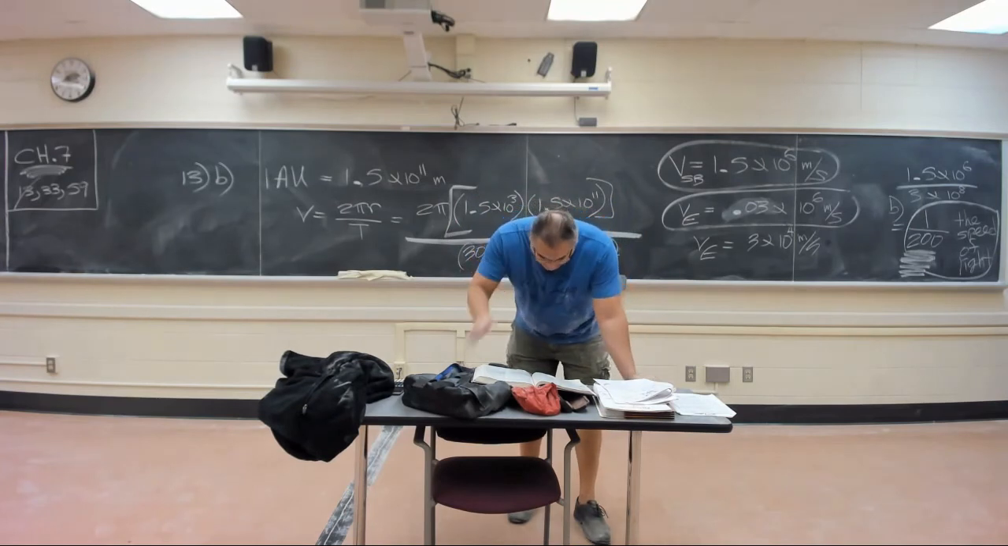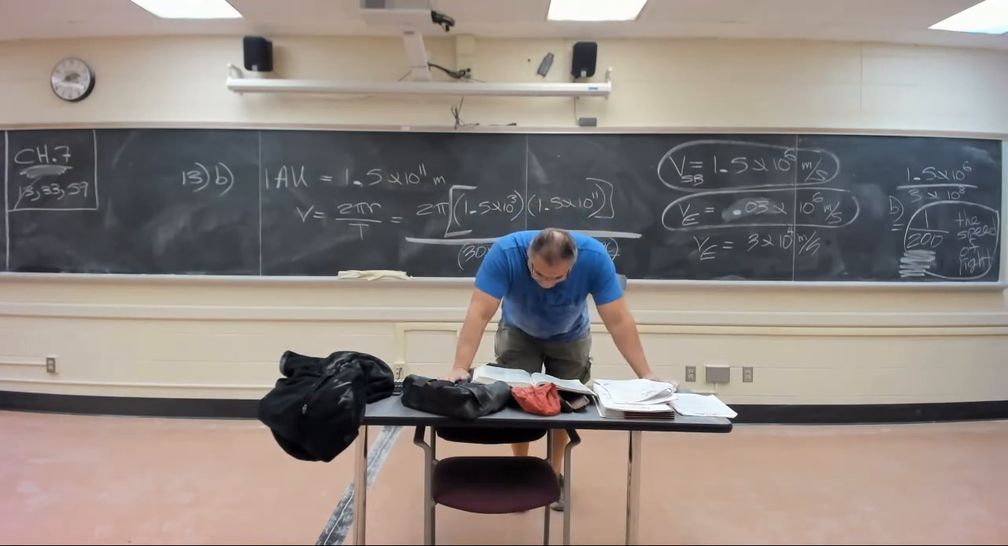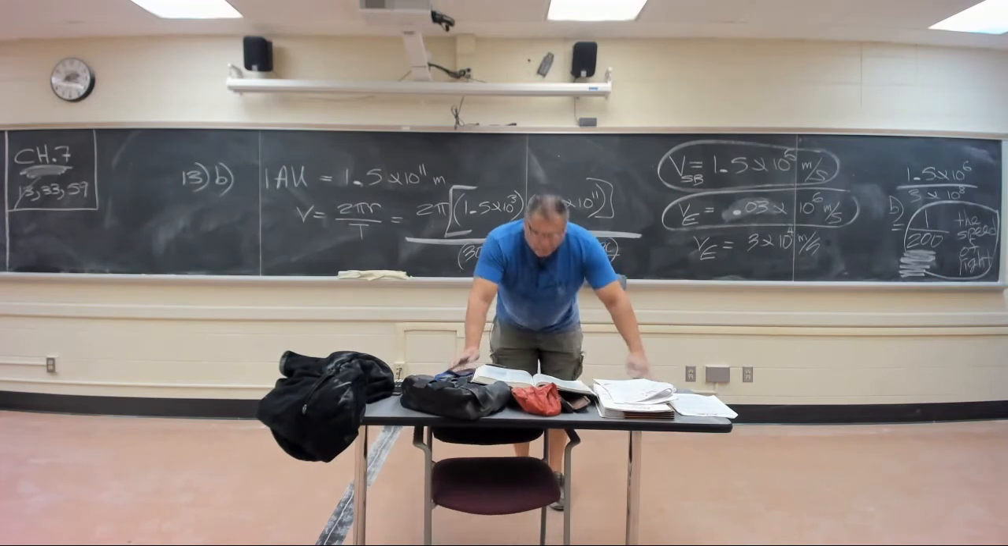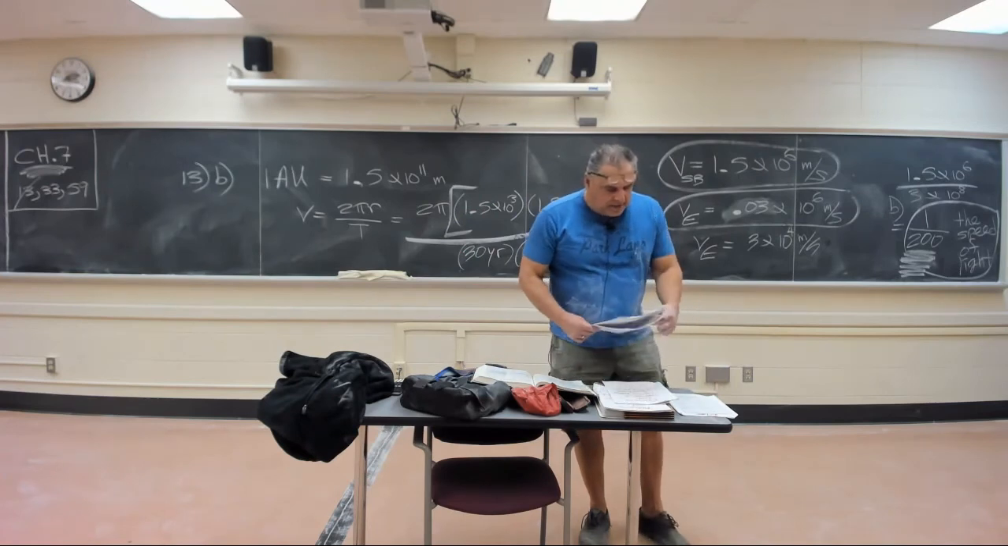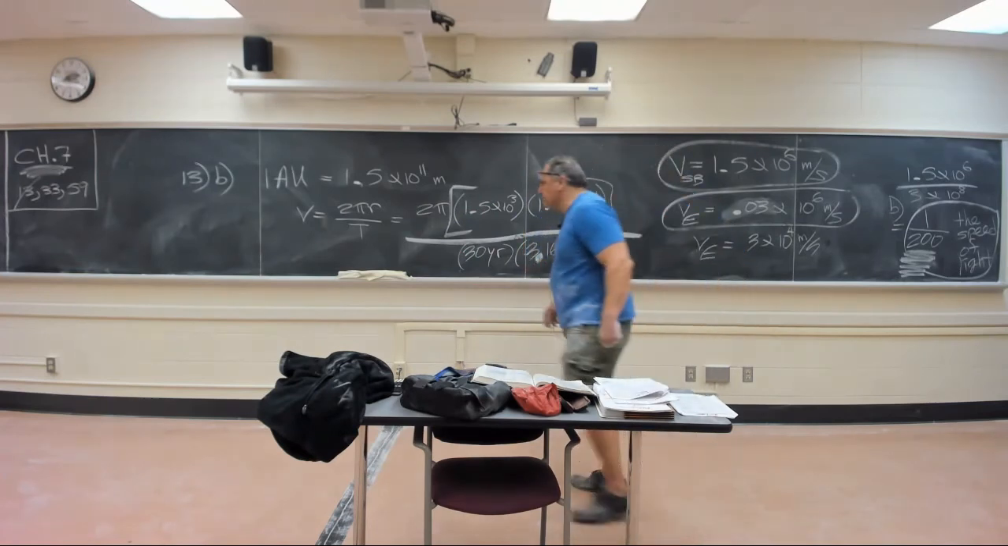Let's take a look at 33. 33 is saying 3 particles, each with mass m, are located at coordinates 0, L, L, 0, and L, L, as shown in figure 7.33. What are the magnitude and direction of the gravitational field at the origin due to the 3 particles? So the gravitational field is just force divided by the mass that would be present if it was actually there. So let's actually write that out.